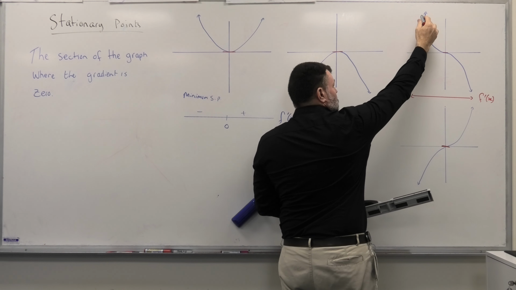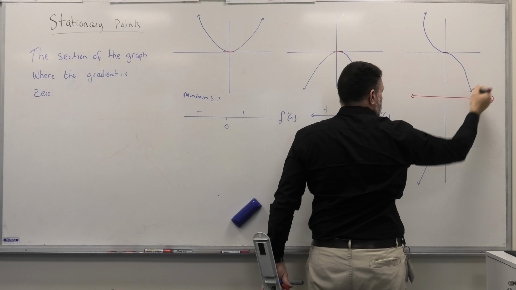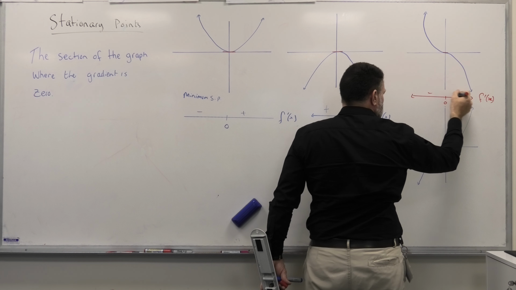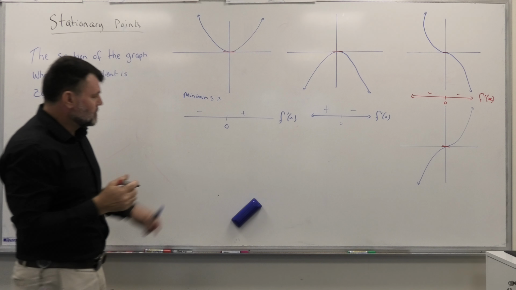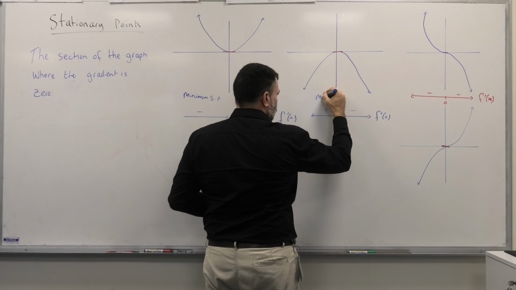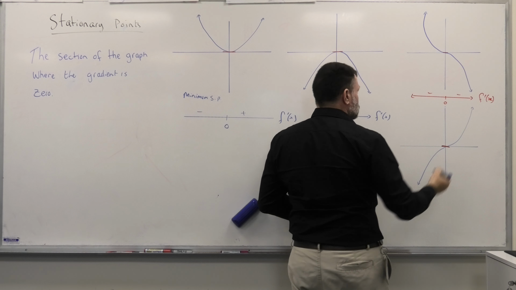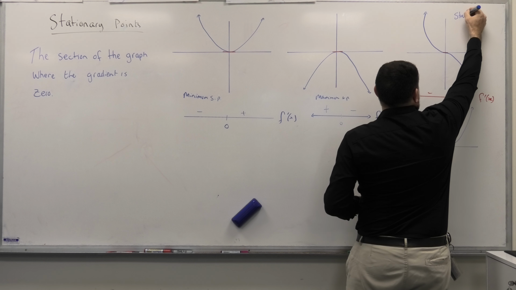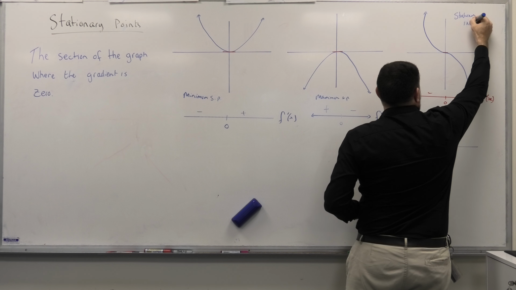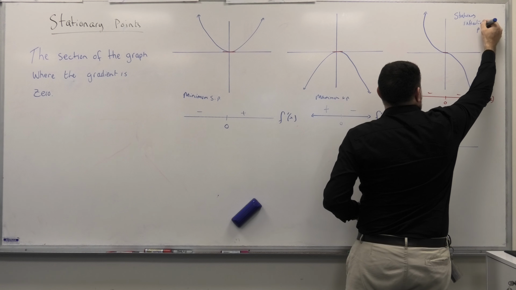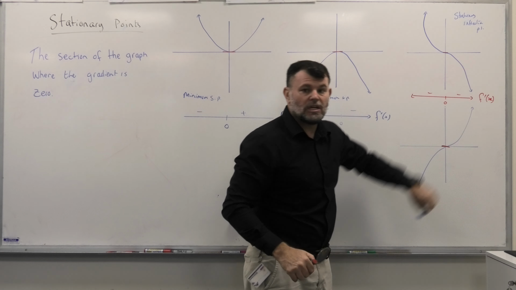We can see here that this is decreasing. So if I was drawing gradient lines here, I'd have a decreasing gradient line, and it continues decreasing. So we would say that this here is an inflection, or a stationary inflection point. So this here is our maximum stationary point. This here is a stationary inflection point. Okay, and the reason why we call it inflection is because it's changing shape.